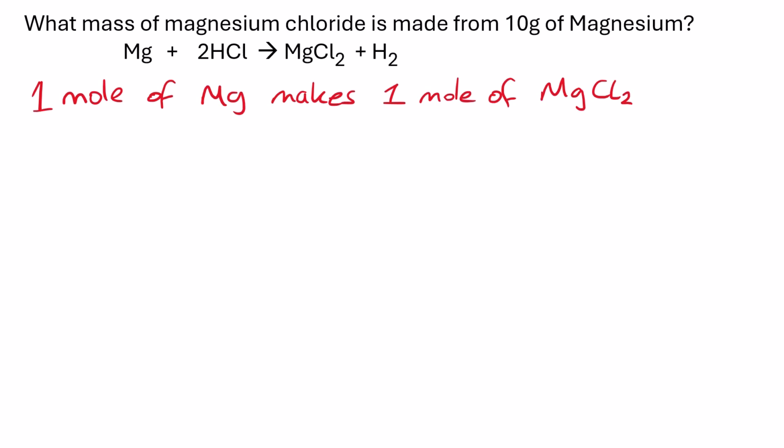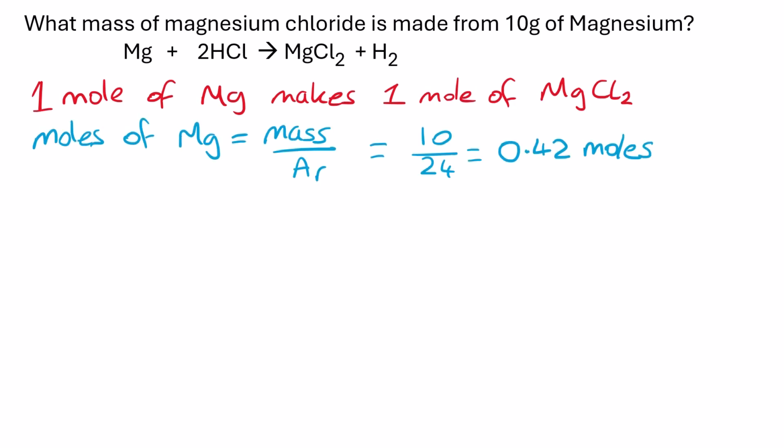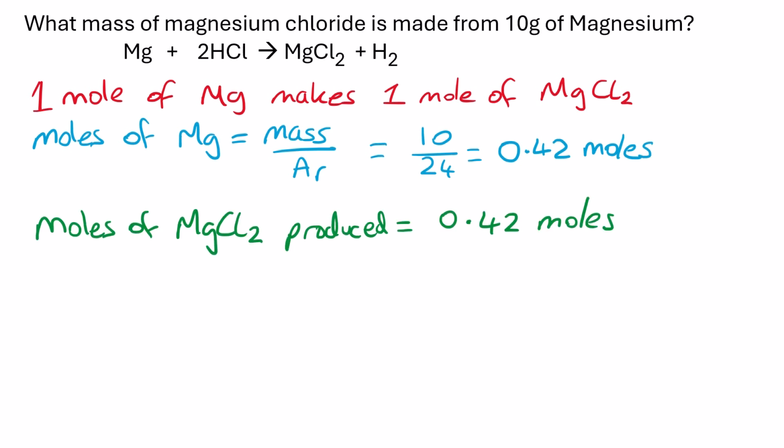Now we need to work out how many moles of magnesium we've got in that 10 grams. So moles of magnesium is mass over Ar, which is 10 over 24, and that comes to 0.42 moles. Now in this question we've got a ratio of 1 to 1. So if we've got 0.42 moles of magnesium, we're going to make 0.42 moles of magnesium chloride. But we need to change it into a mass.